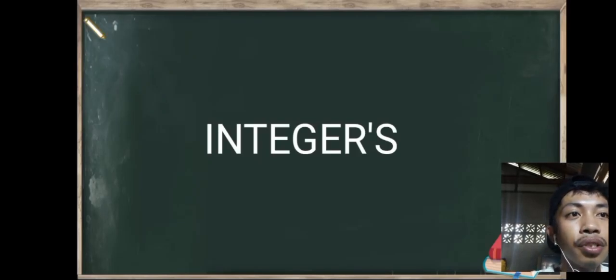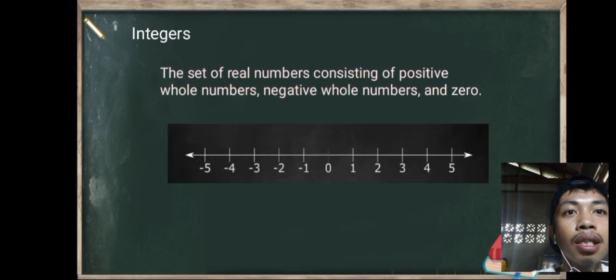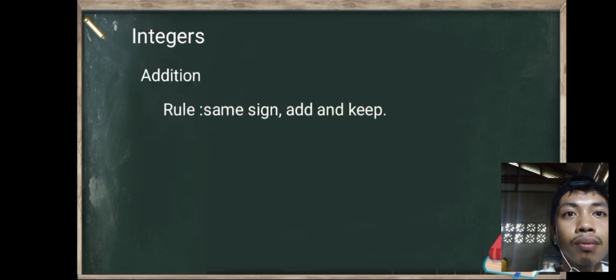For this video, we're going to focus on how to add integers. Integers are the set of real numbers consisting of positive whole numbers, negative whole numbers, and also zero. In addition of integers, we have rules we're going to use. The first rule is: same sign, add and keep.